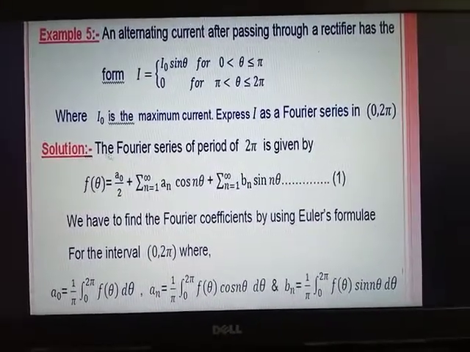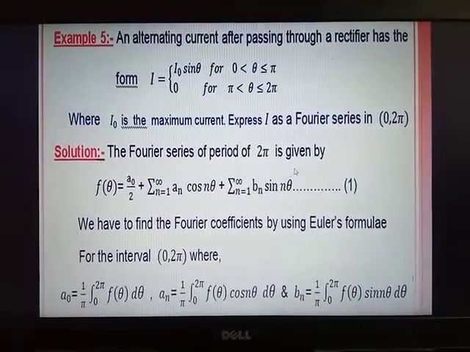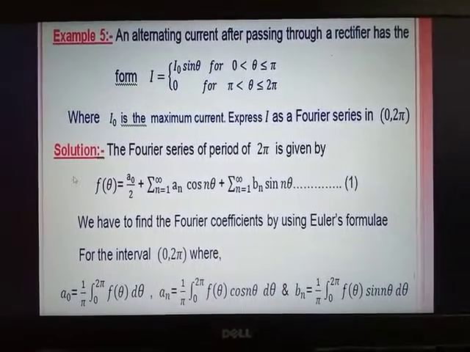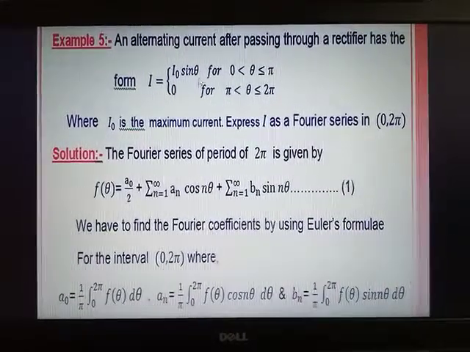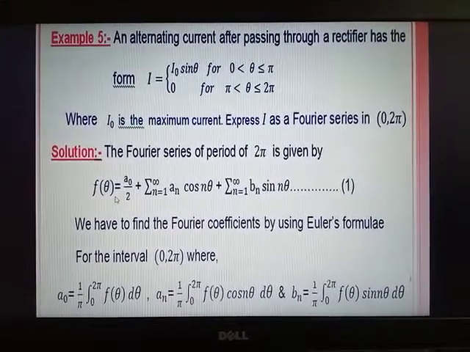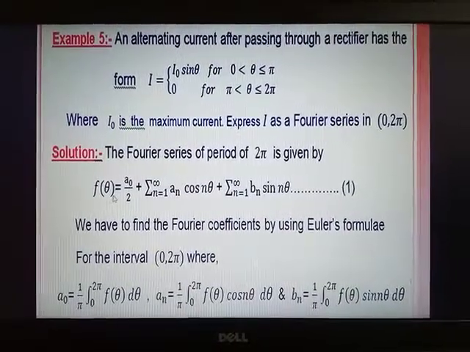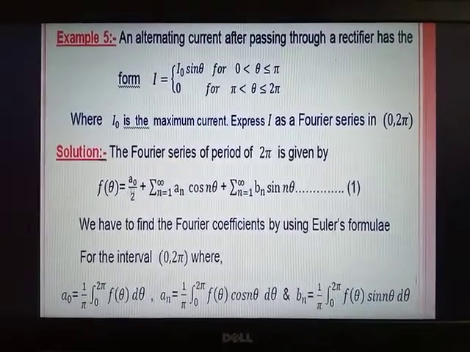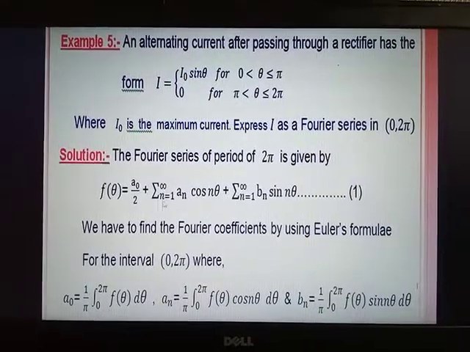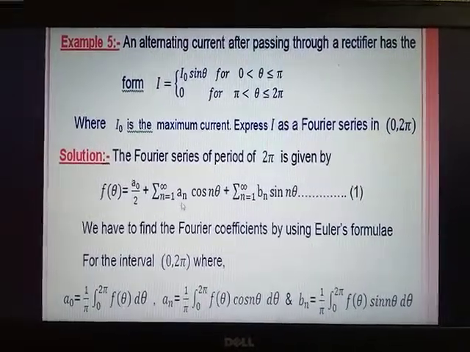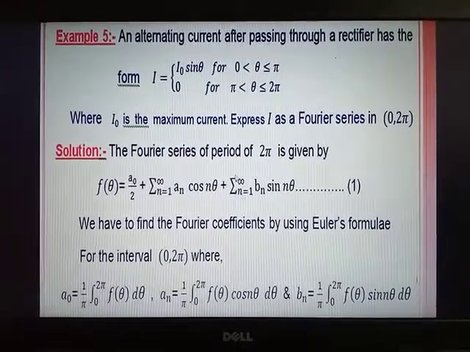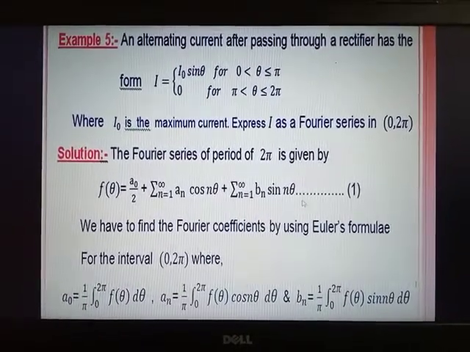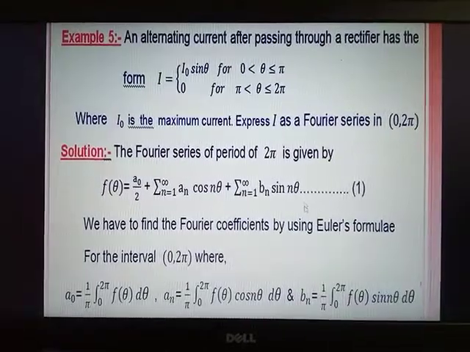Solution. The Fourier series of period 2 pi is given by f of theta is equal to, here our variable is theta, so we have to take theta in place of x. Therefore, f of theta is equal to a naught by 2 plus summation n running from 1 to infinity an cos n theta plus summation n running from 1 to infinity bn sin n theta. Name this equation 1.